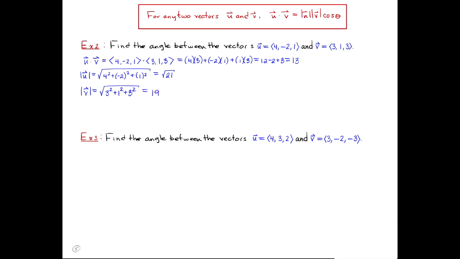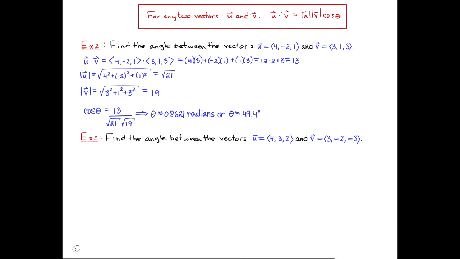So then, using our formula and solving for cosine theta, we have that cosine theta is equal to the dot product, so u dot v, which is 13, divided by the magnitude of u, square root of 21, times the magnitude of v, the square root of 19. And to get a decimal approximation for theta, we find that theta is equal to approximately 0.8621 radians, or in degrees, theta is approximately 49.4 degrees.